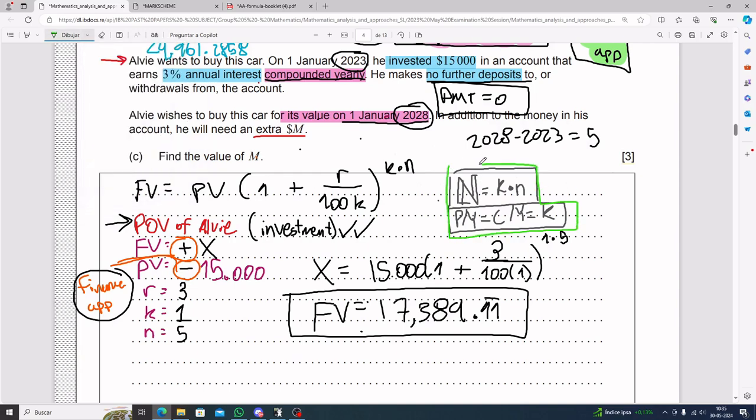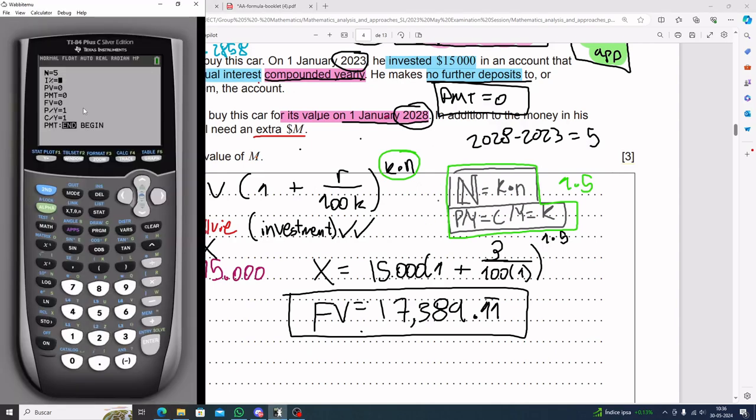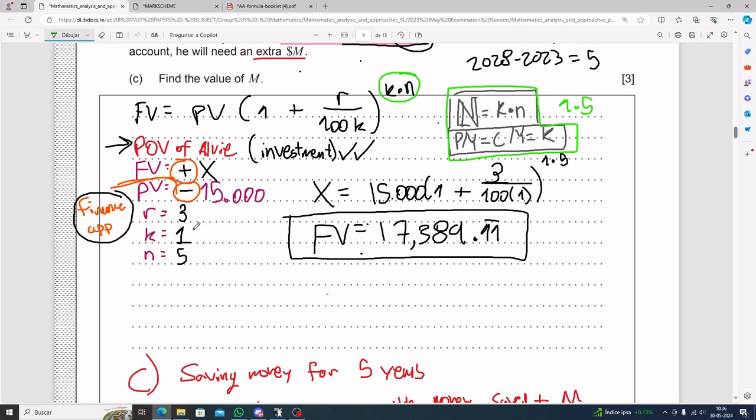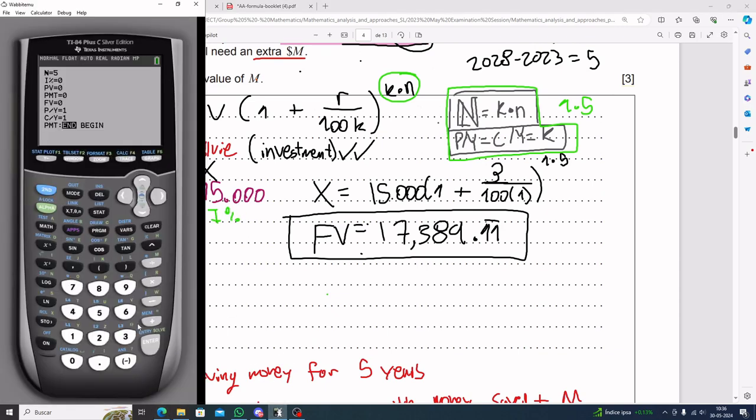Okay, so big N is going to be K times N, and that allows you to have PY and CY equal to K. And so if you consider that, well, big N is just going to be 1 times 5, which is really like this up here, right? And so for big N, you're going to leave it as 5. For the I percent, it's the same as the R. Okay, so this is your I percent. All right, so you're going to go ahead and put this as 3.